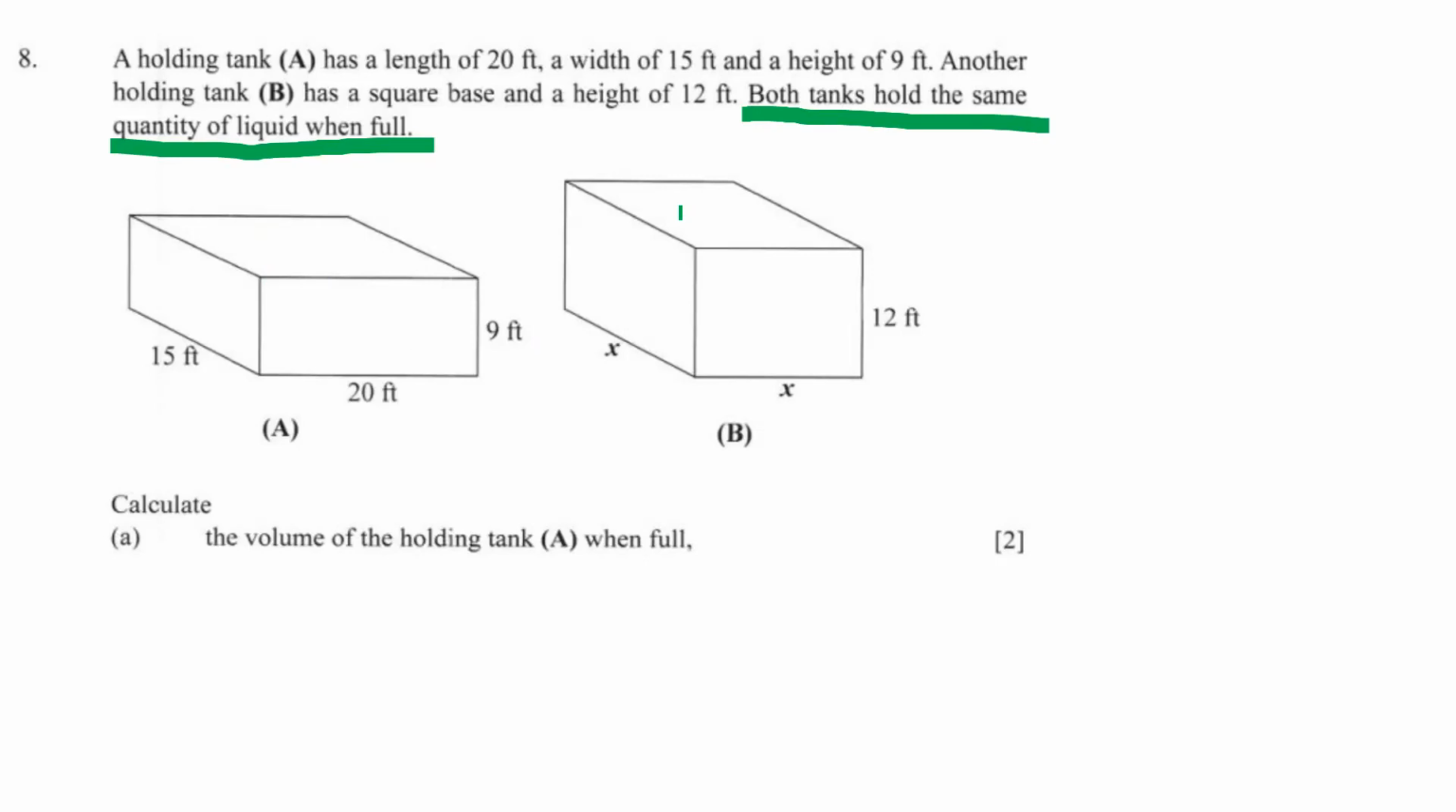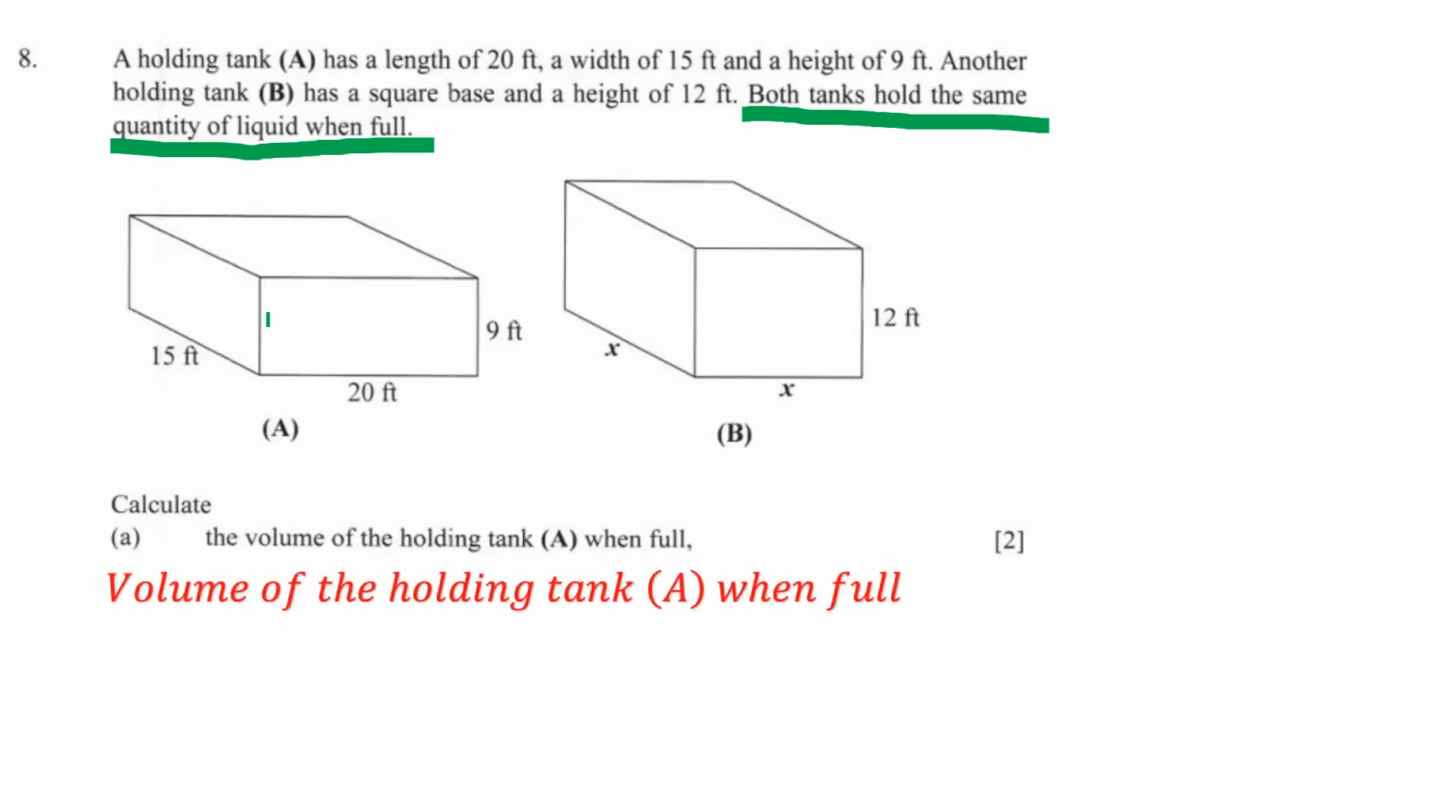Okay, so they want us to calculate the volume of holding tank A. So this is holding tank A. How do we find the volume of this container? Volume is equal to length times width times height. So it's going to be 15, 20, and 9. When we multiply that, we get 2,700 feet to the third power. That's going to be the volume of the holding tank when full.